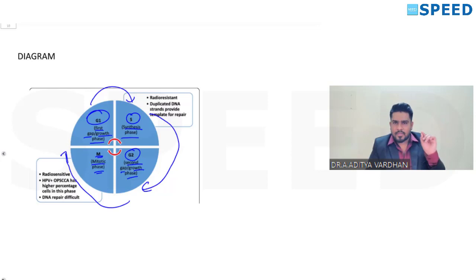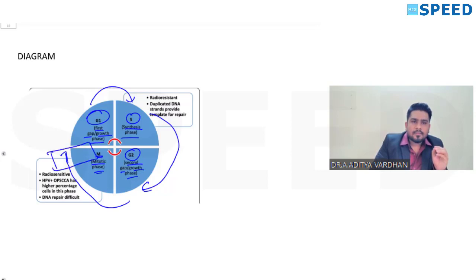Okay, this diagram is very important. I will touch upon it. So, the most radio sensitive phase, look here, observe here: early M phase, the early part of M phase. That phase which goes towards the G1 phase is the most radio sensitive. Don't look at the other points here. And the most radio resistant will be the late phase of S.